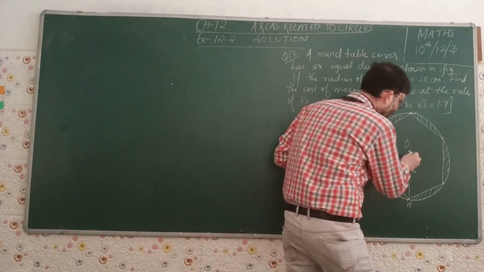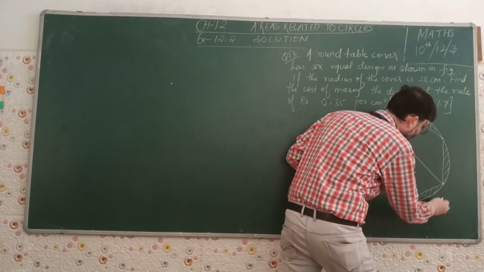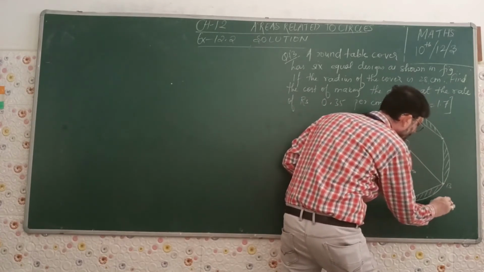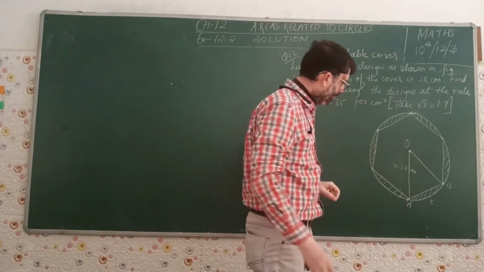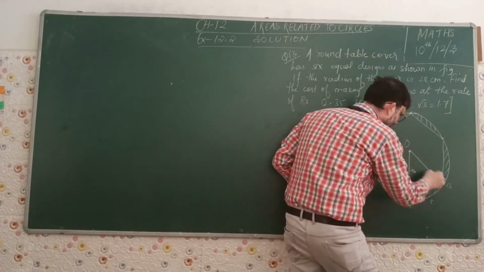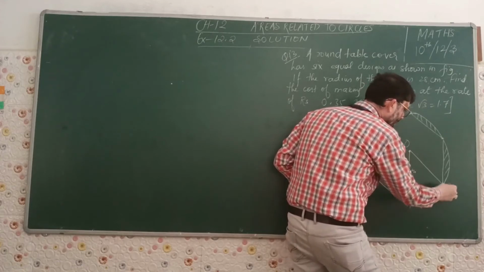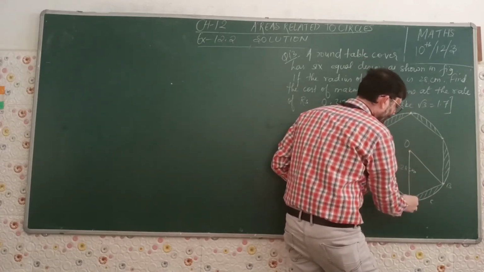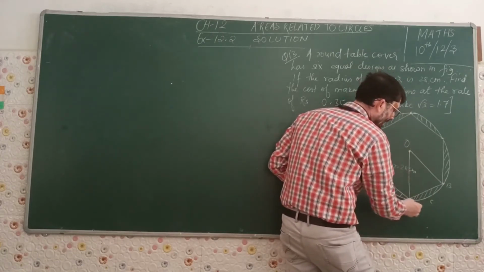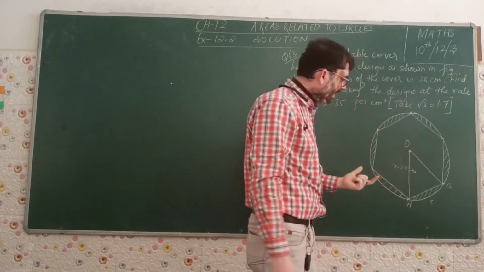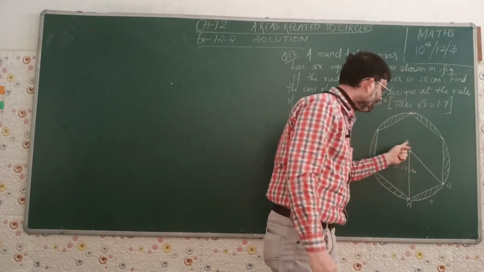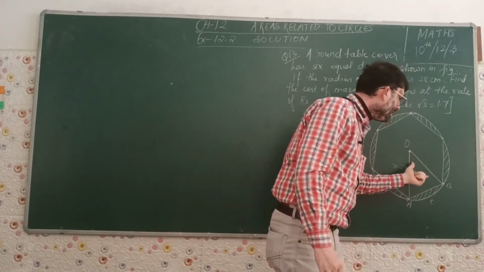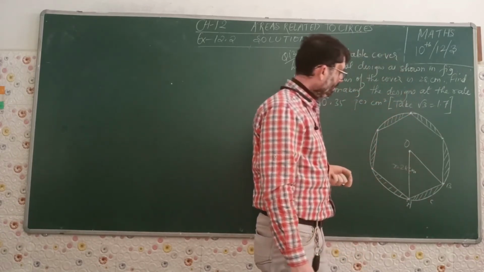So let us draw one more radius. Now let us name it as B. Let this be C. Now when you observe this, we have a sector OACB. We have a triangle OAB. We have a segment ACB. So in order to find the area of the segment ACB, we have to subtract the area of the triangle from the area of the sector.